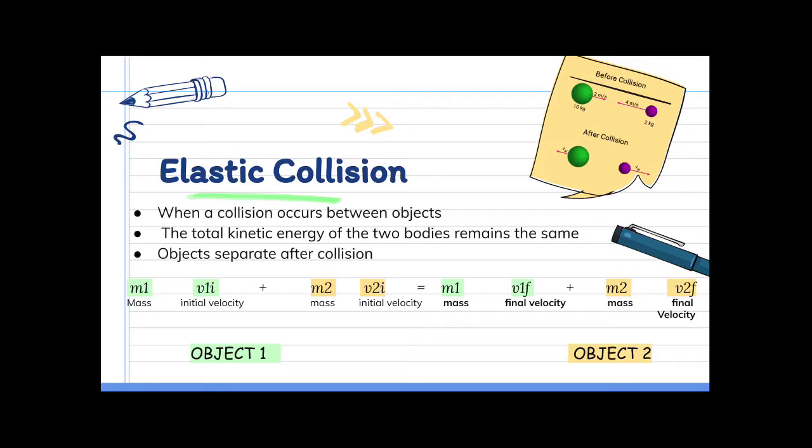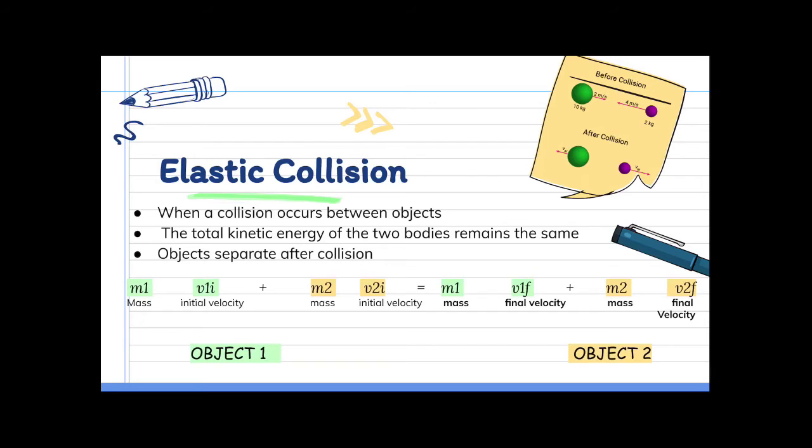Now, the long equation here again, we have it divided by colors. So again, object number 1 is green and object number 2 is yellow. I'll read this out loud. Mass of object number 1 times initial velocity of object number 1, plus mass of object number 2 times initial velocity of object number 2, equals mass of object number 1 times final velocity of object number 1, plus mass of object number 2 times final velocity of object number 2.